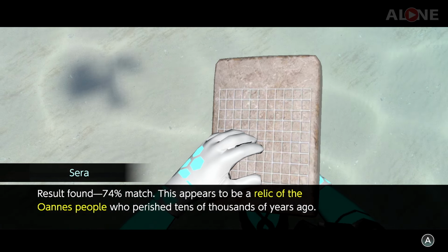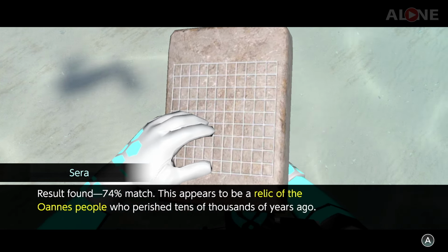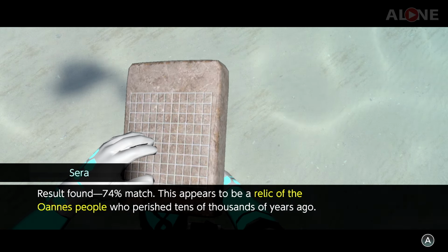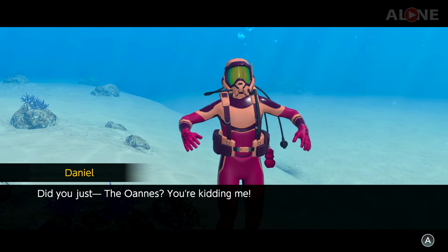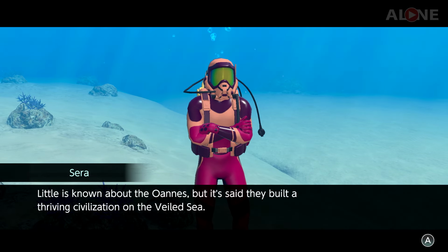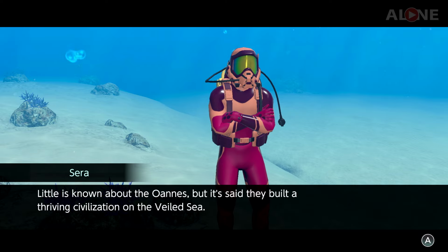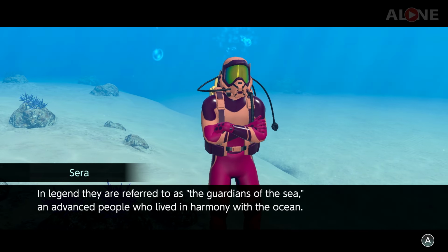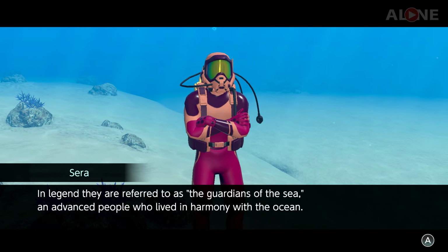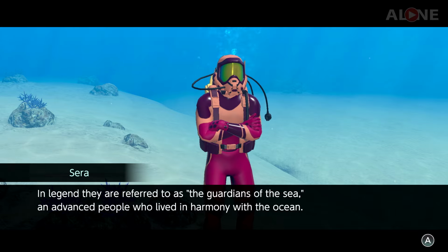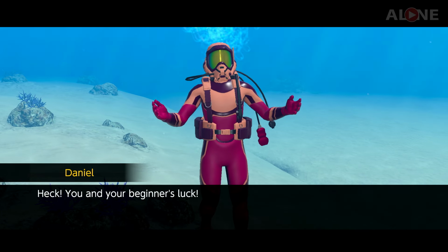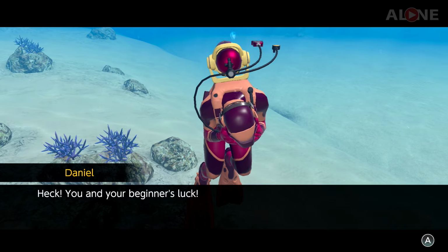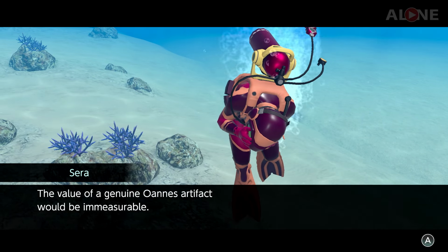Result found, 74% match. This appears to be a relic of the Oans, a people who perished tens of thousands of years ago. Little is known about the Oans, but it's said they built a thriving civilization on the Veiled Sea. In legend they are referred to as the Guardians of the Sea, an advanced people who lived in harmony with the ocean. The value of a genuine Oan artifact would be immeasurable.